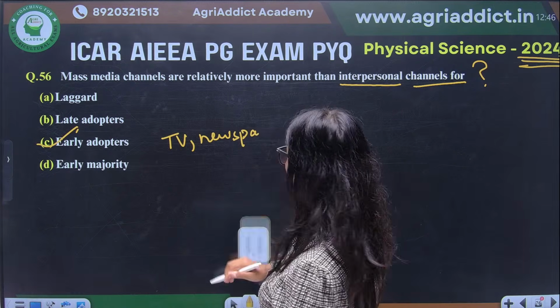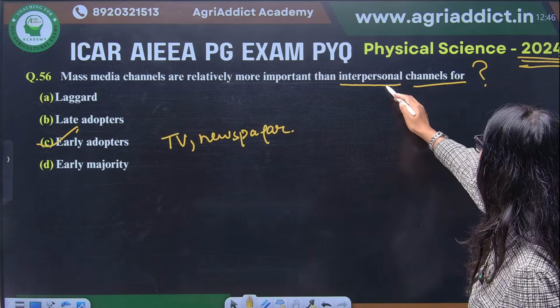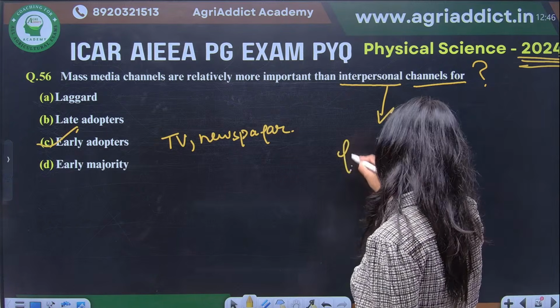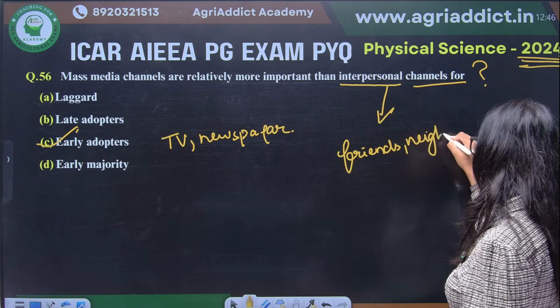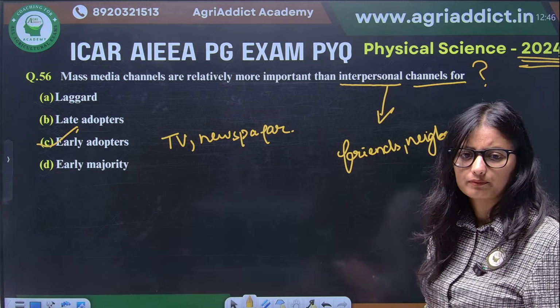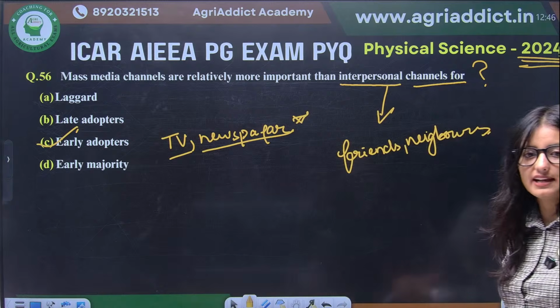So, early adopters are using mass media. And the other ones, what are they using? This interpersonal channel. What are interpersonal channels? Either they are getting information from friends, their neighbors. Okay, so this is interpersonal channel. And mass media is TV, newspapers. Clear hai?